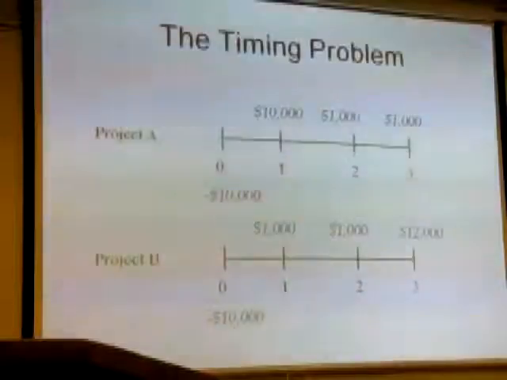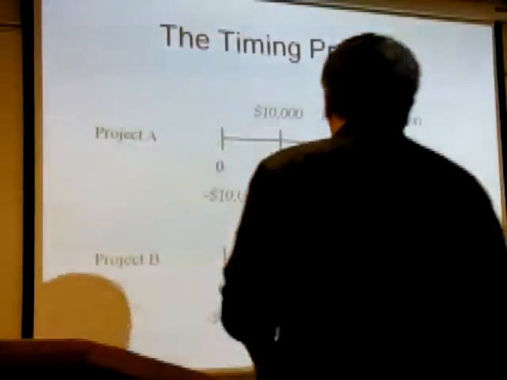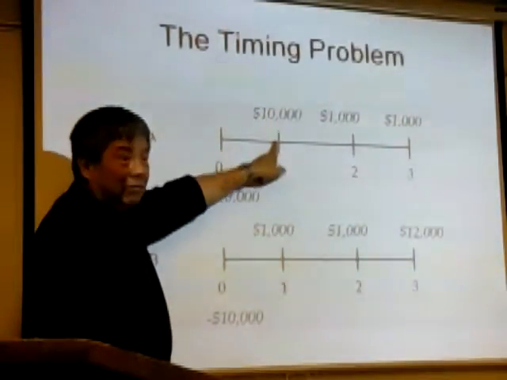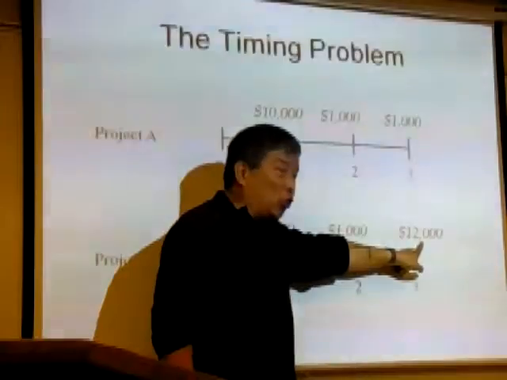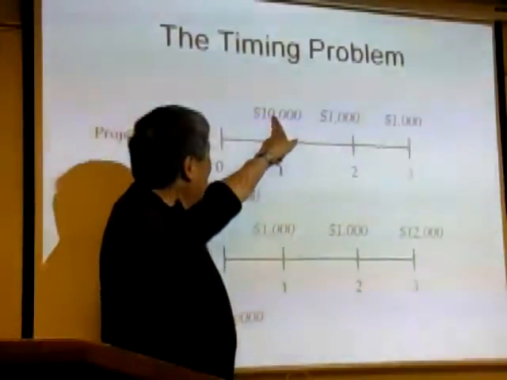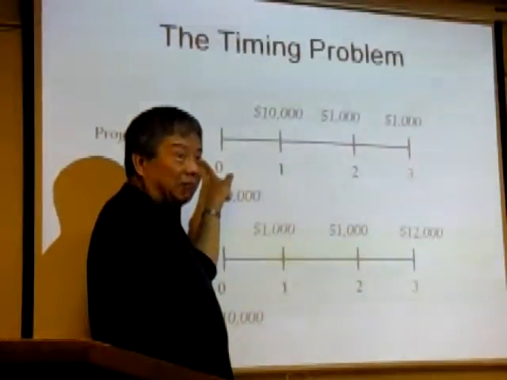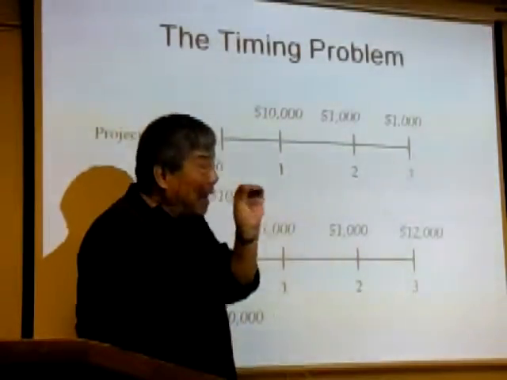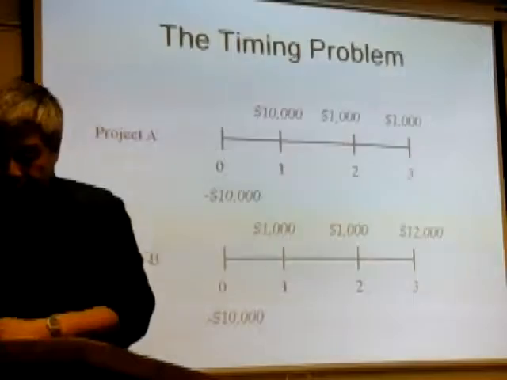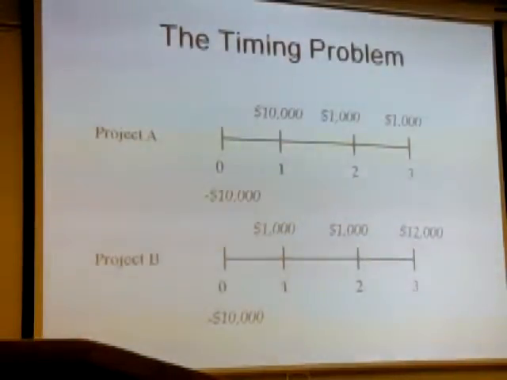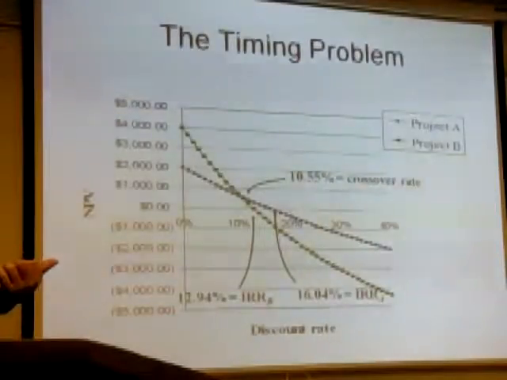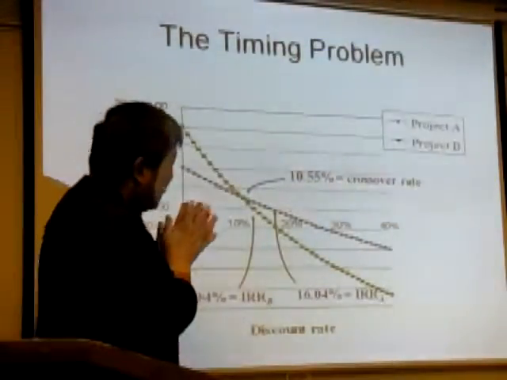On the other hand, if the interest rate is high or positive, then people might prefer this. You want your money earlier, because $12,000 a year from now is much worse, probably less than $10,000 today. The timing pattern will depend on the interest rate.